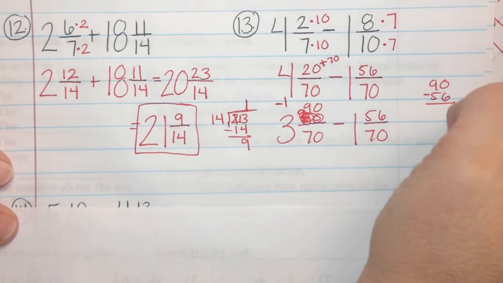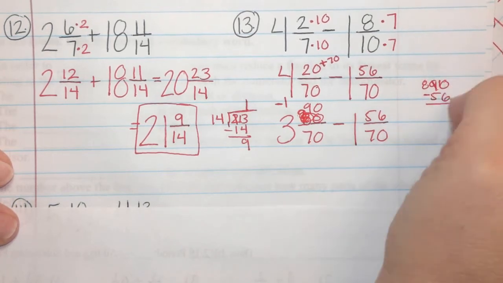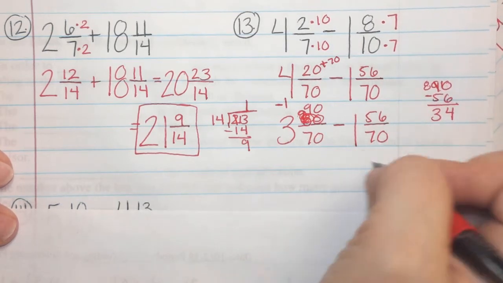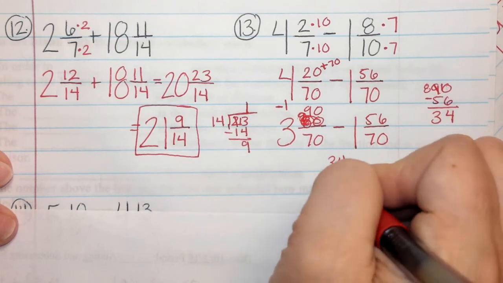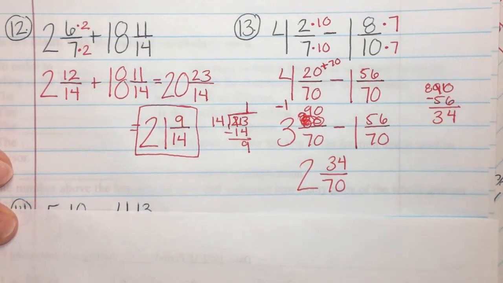Yeah. All right, can I do 0 minus 6? No. So I'm going to borrow, 9 becomes 8, 10 minus 6 is? 4. 4, and 8 minus 5 is? 3. So I end up with 34 over 70, and 3 minus 1 is? 2. All right, can I leave my answer like this?